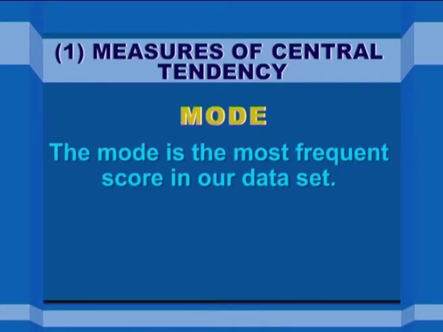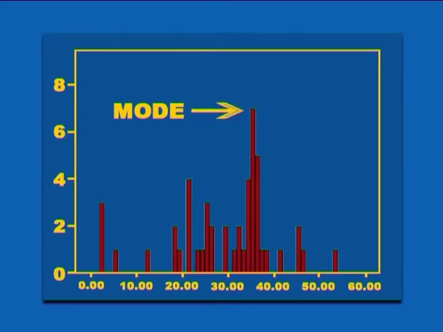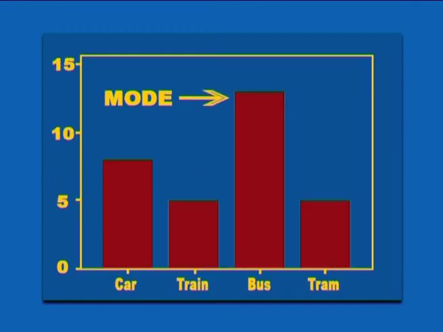Then the third measure of central tendency is mode. Mode is the most frequent score in our data set. On a histogram, it represents the highest bar in the bar chart or histogram. You can therefore sometimes consider the mode as being the most popular option. An example of mode is presented on the screen.